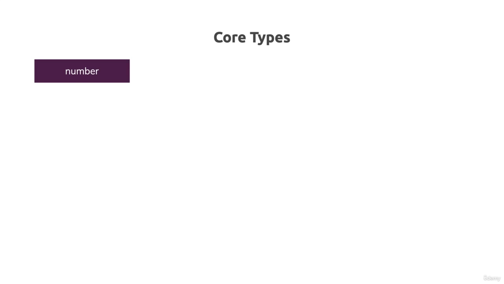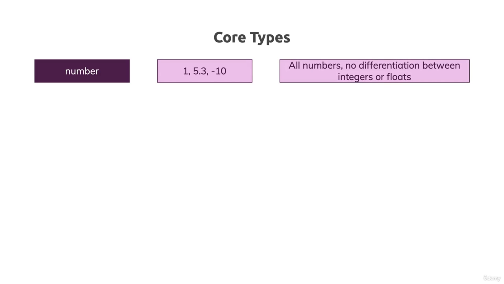Now in JavaScript, and the same is true for TypeScript, there is only one number type. There is no special type for integers or floats. Instead, these values here would all be numbers. One would be a number without a decimal place. 5.3 obviously is one with a decimal place. And all these values are of type number. Other programming languages have special integer types and float or double types. JavaScript doesn't have that, and TypeScript doesn't have it either. So we have the number type, which we know from JavaScript, also as a type in TypeScript.